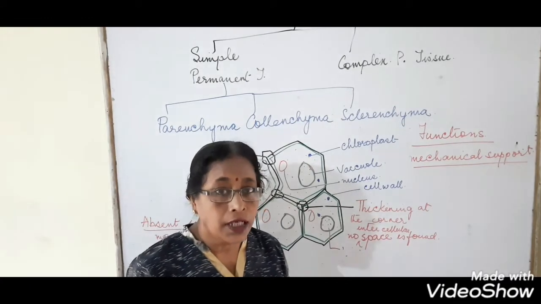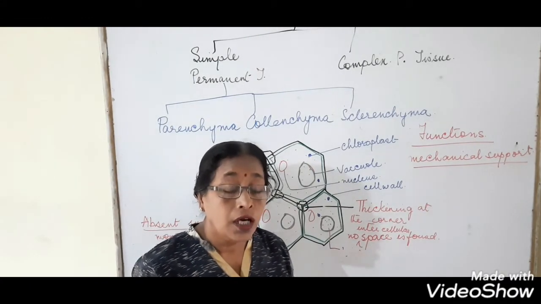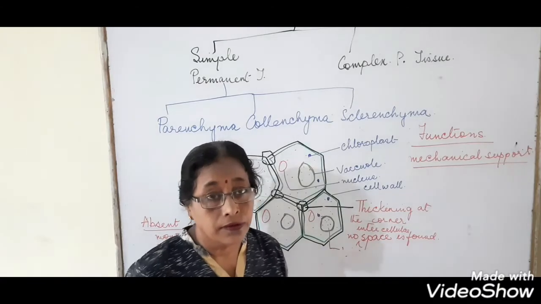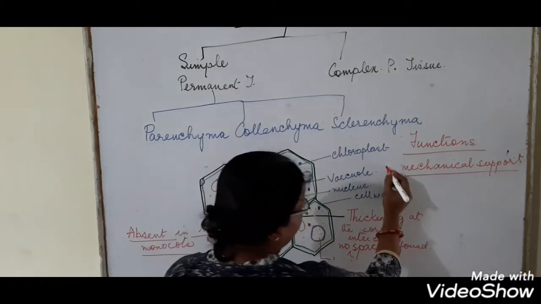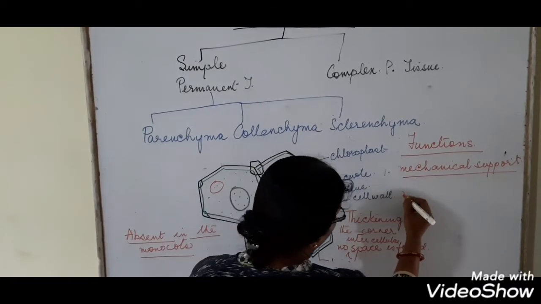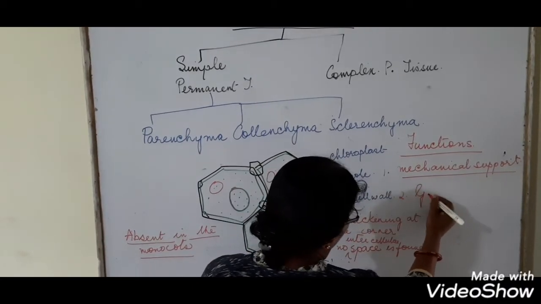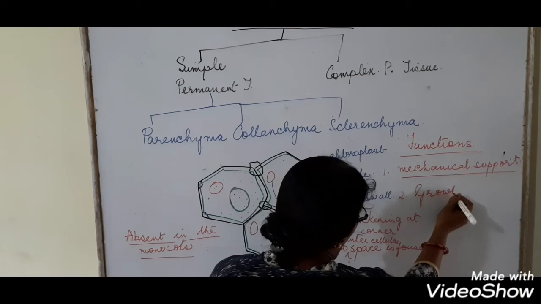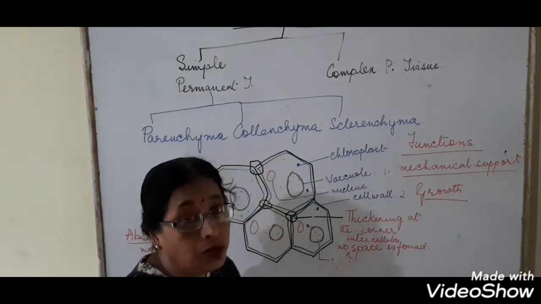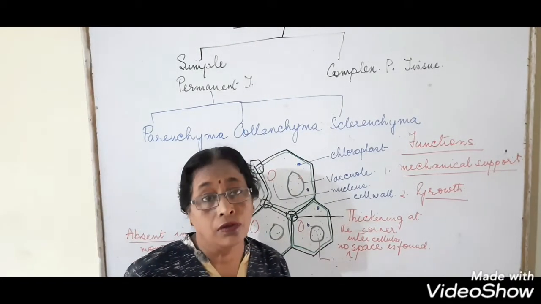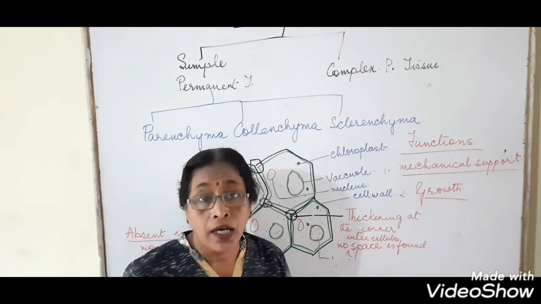Since they are green in color, they can also undergo photosynthesis. It helps in growth also. The second point is that it helps in growth. The parenchyma tissue helps in elongation and growth of the plant parts.